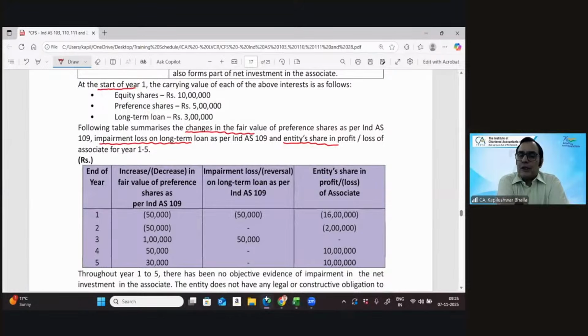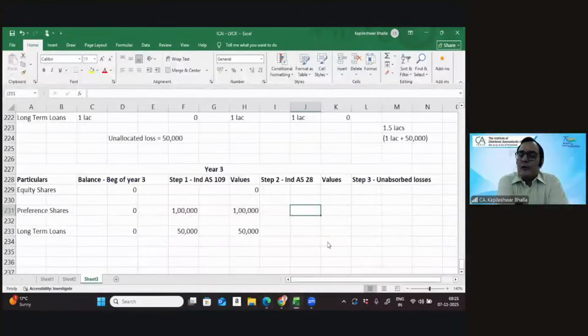Now let's go to the step number 2. What is the share in losses in the third year? There is no share in gain. There is no share in loss. But do we need to allocate anything in step number 2? Is there any losses which needs to be allocated in terms of the step number 2? Current year, there is no losses that we can see. But is there any previous unabsorbed losses which needs to be allocated in third year in step 2? And that's right, 1.5 lakhs is to be allocated.